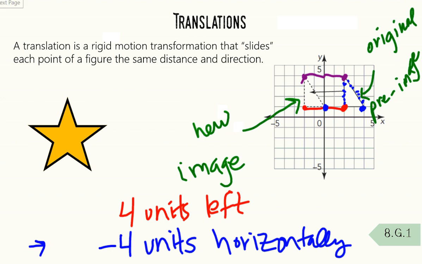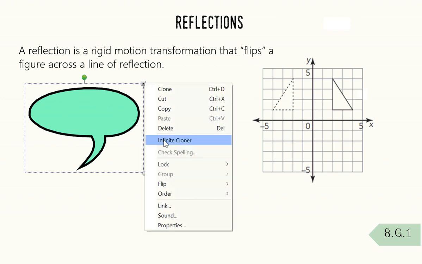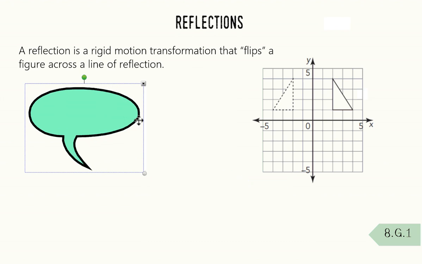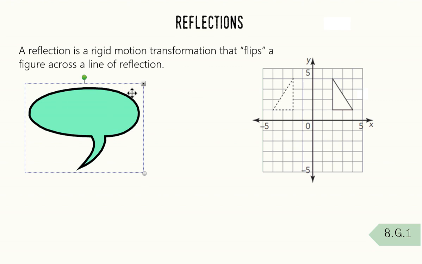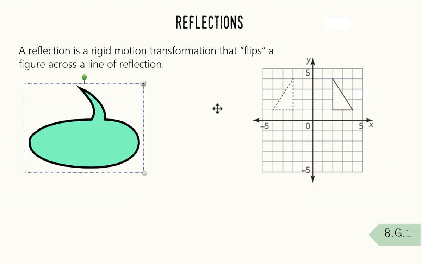Now on our next example, we're talking about reflections. Reflections, our keyword is flip. So if I take this shape here, and again, it even says right here, flip, it doesn't say reflection. I can choose to flip my shape in that direction. I can choose to flip my shape in another direction.